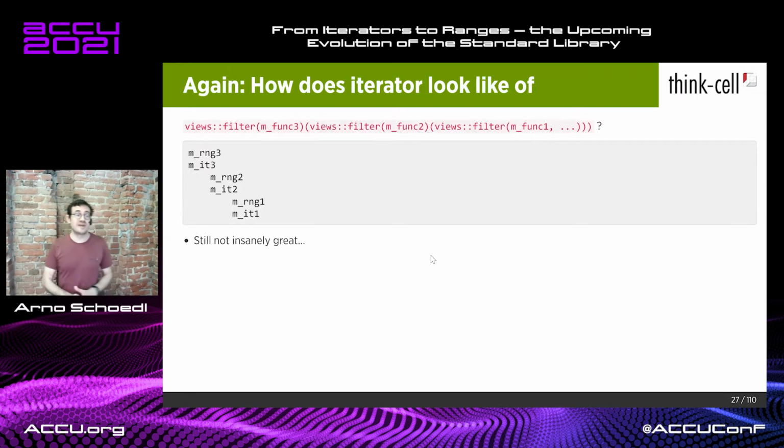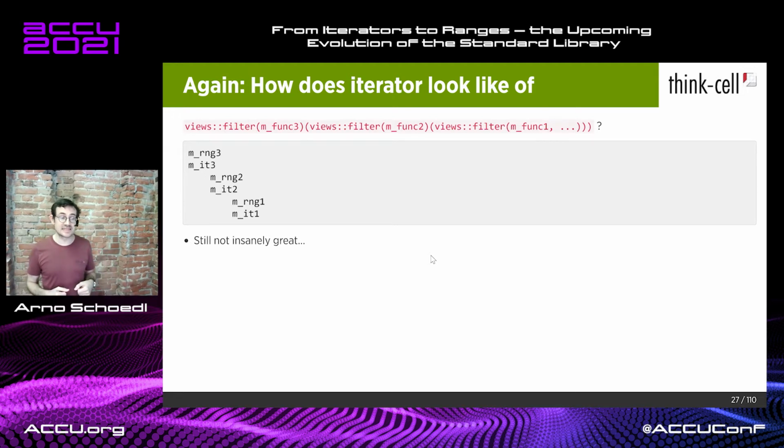Okay, so once we have that, how does the iterator look now? We have, again, a sequence of filters, a stack of filters. And now it looks like this. You have a range. An iterator carries a reference to the range and the underlying iterator. Now the underlying iterator again has a reference to its range. So in our example, you have a reference to range 3, and then a reference to the range 2 that range 3 wrapped, and so on.